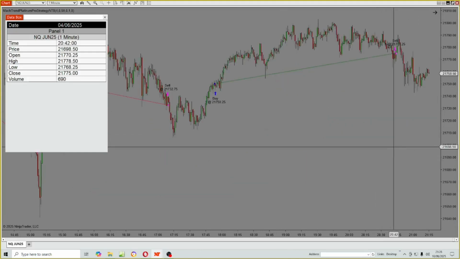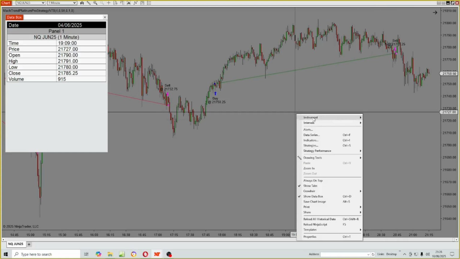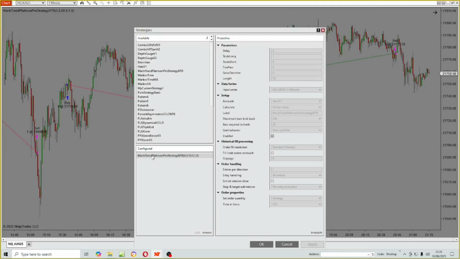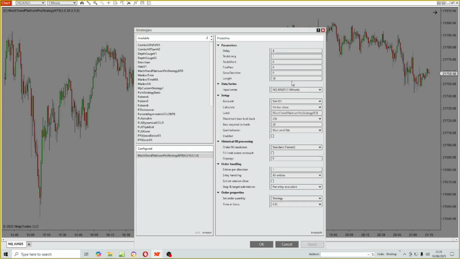So you can speed it up by shortening the length, and you can slow it down by increasing the length. So we are set. I've got delay set to 4, trade long 1, trade short is 0. Trade short is 0 because I prefer to use it this way.